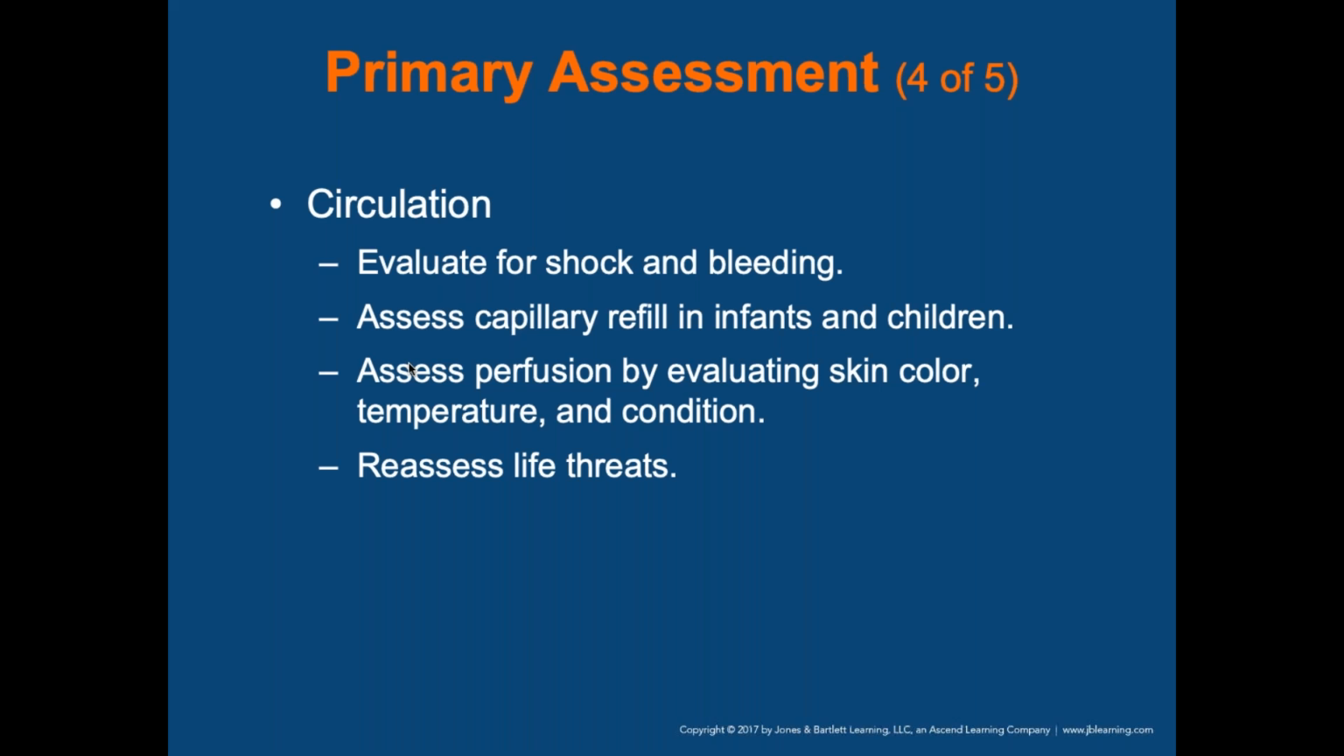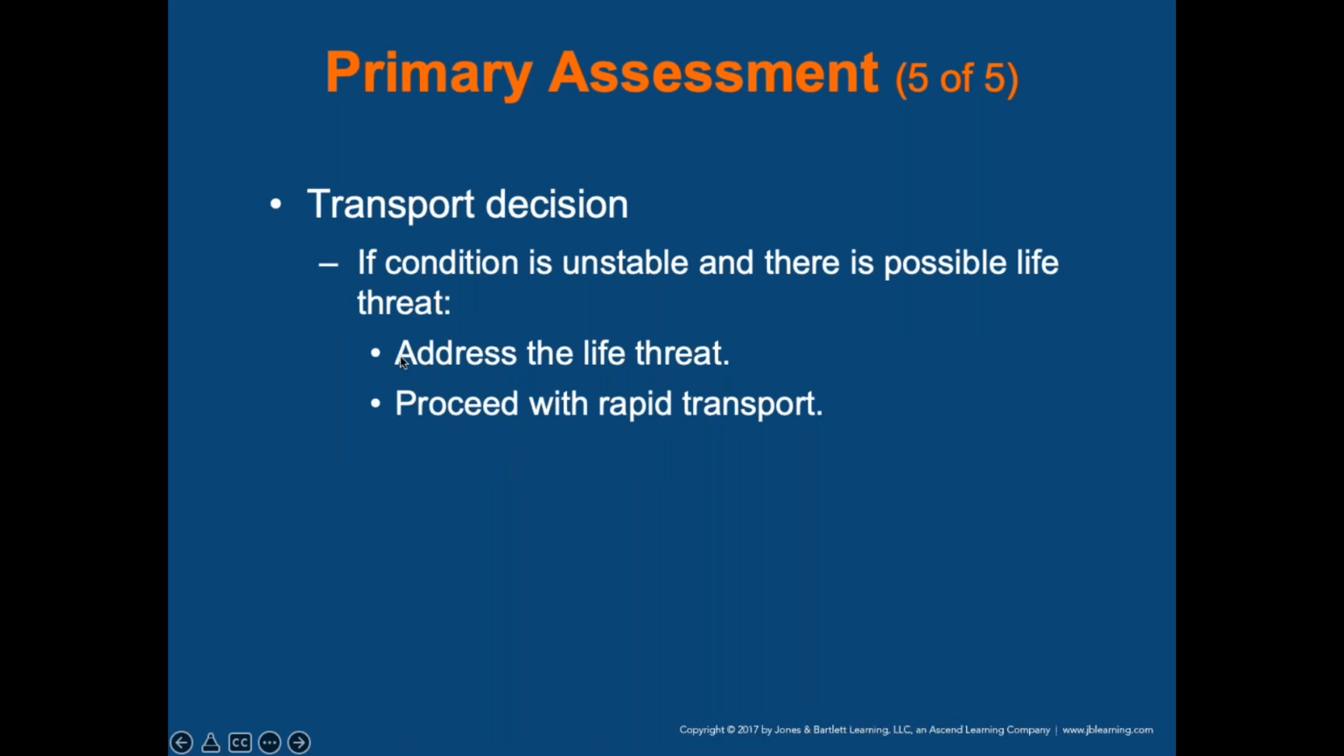They would include any of the following signs and symptoms. Problems with ABCs: poor initial general impression, unresponsive, chest pain associated with this, potential hypertension with low blood pressure, severe pain anywhere, and excessive bleeding. We're then going to make a transport decision. If the patient's condition is unstable and there is a possible life threat, address the life threat and proceed with rapid transport.